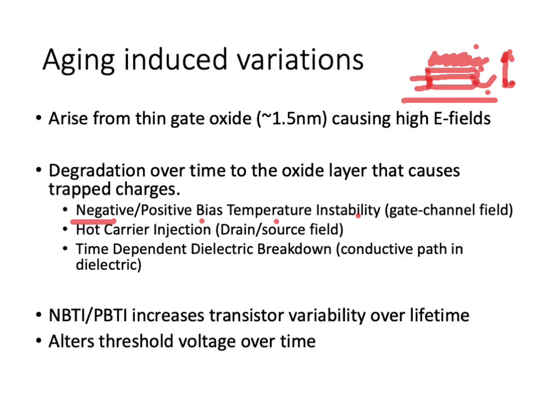And out of these three effects, NBTI and PBTI increase the transistor variability over lifetime. That means if I give you a given die, and let's say you have a million transistors on it, NBTI will cause a greater variation over time as you keep operating this particular die, as you keep switching it, as you keep computing jobs on this die. Over time, the performance of the million transistors within this die will have more and more variation due to the NBTI or the PBTI degradation mechanism. So aging does induce more variability.